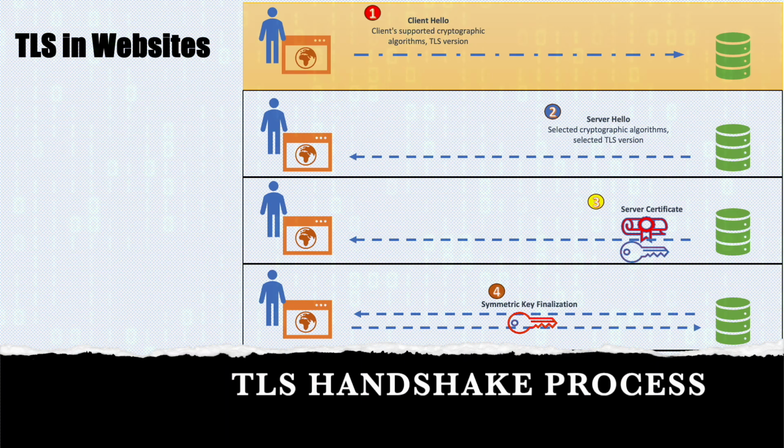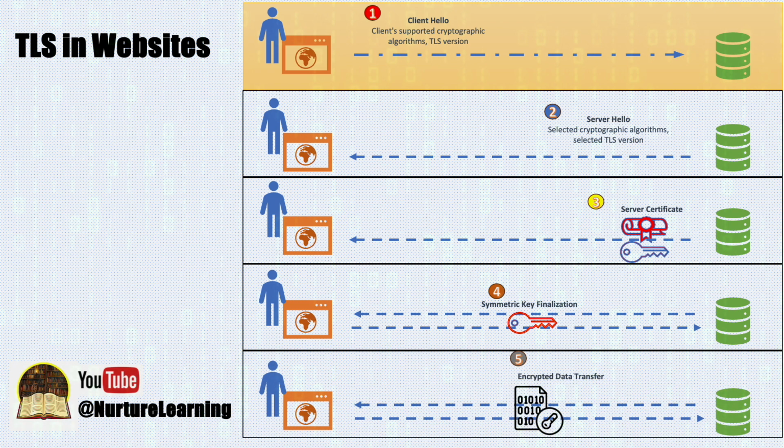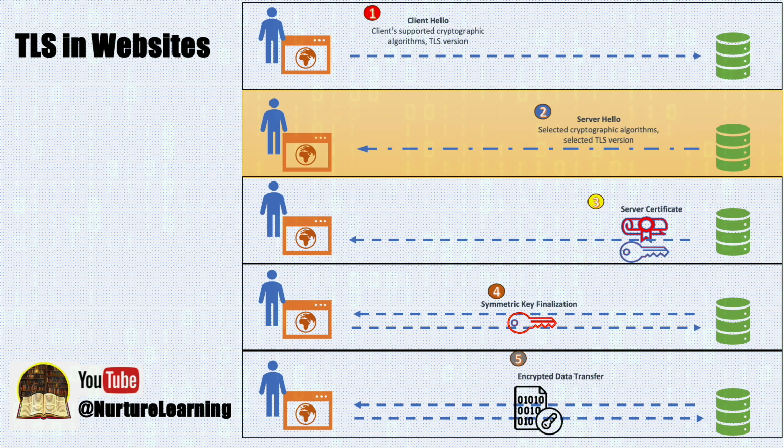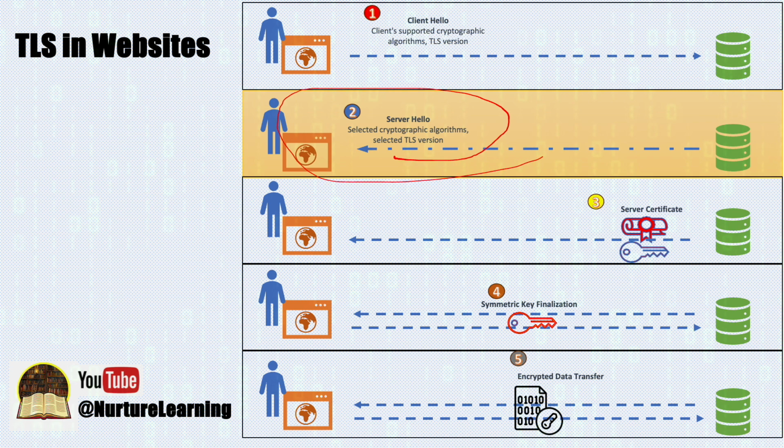Now let's see the various steps which are there. The first step is that the client sends something called a client hello along with the supported cryptographic algorithms and the TLS version it supports. Post this, the server returns with something called a server hello. And again, it will share the cryptographic algorithms and the TLS version it supports.